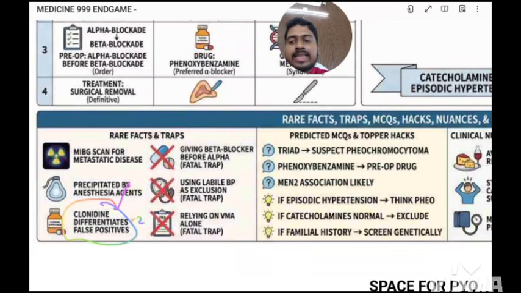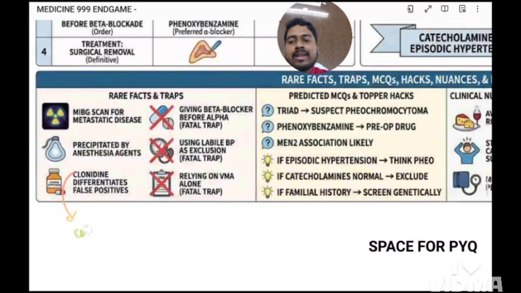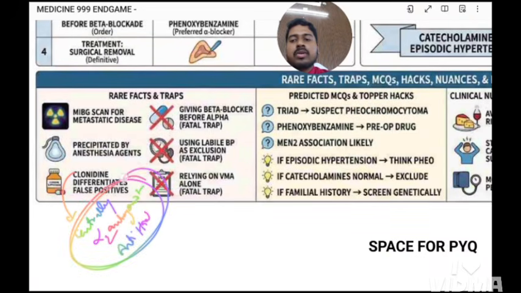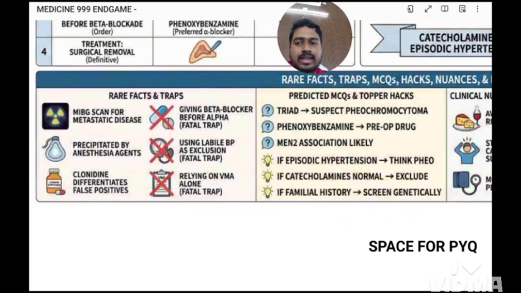And next, the clonidine test differentiates. Clonidine is a centrally acting alpha 2 agonist. It is a centrally acting antihypertensive. So this will actually differentiate true pheochromocytoma positives from false positives. The mechanism and all, you just forget it. Just remember clonidine is one drug which can be used.